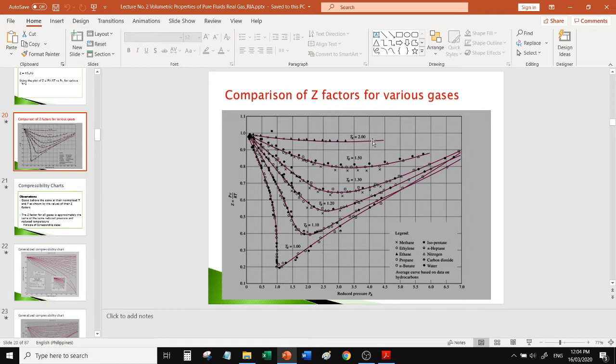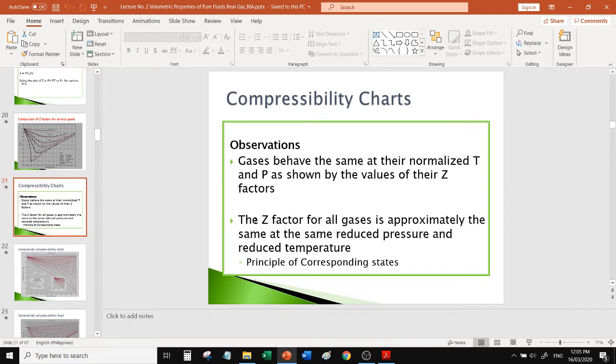Okay, at a certain TR equal to 2. So likewise, at a different TR, say TR equal to 1.5, these different gases followed this line, this pattern, at different PRs or reduced pressure. And the Z factor, or the compressibility factor, for all gases is approximately the same at the same reduced pressure and reduced temperature, which scientists named the principle of corresponding states.